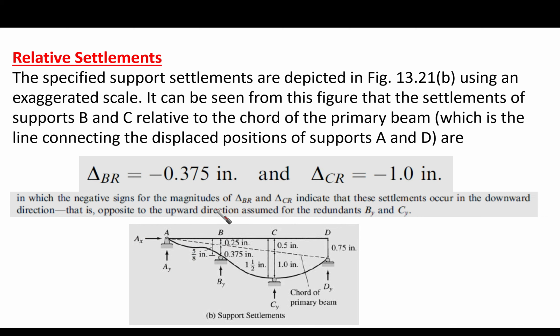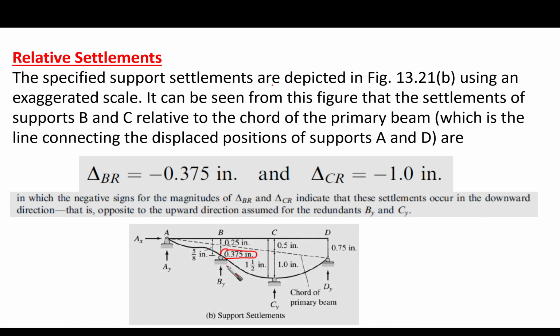So here, the specified relative support settlements are depicted in the figure, as you can see here, using an exaggerated scale. We are just exaggerating here. It can be seen from the figure that the settlements of the supports B and C are relative to the chord of the primary beam, which is the line connecting the displaced positions of supports A and D, the dashed line here. So the first one is going to be this value.